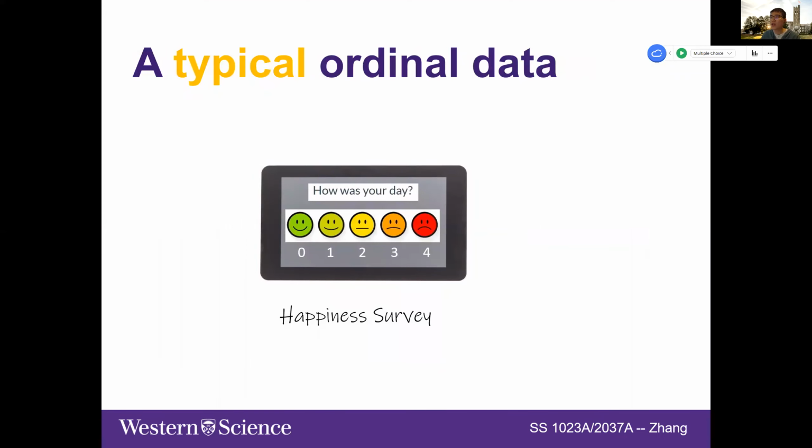To help you understand what ordinal data is, the typical example is a happiness survey. Basically, we have countable categories in our data set, and although this data can be sorted, we cannot do calculations with it.